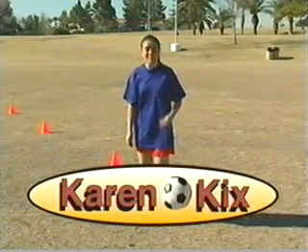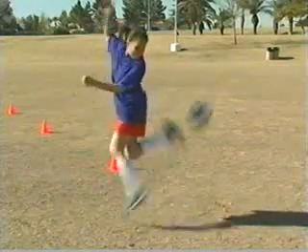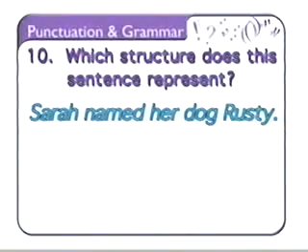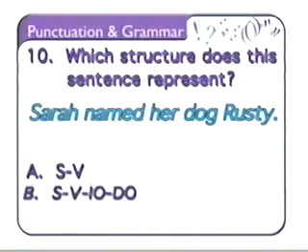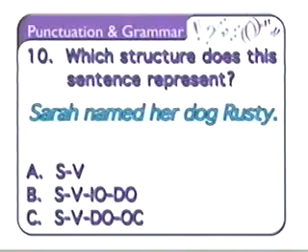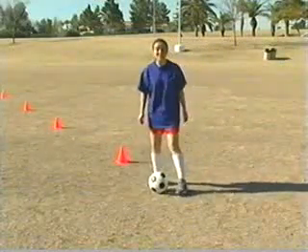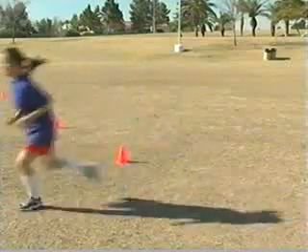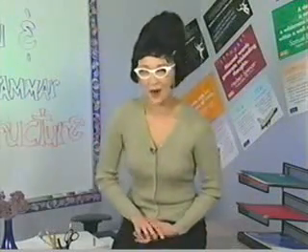Hey there! While I practice my moves, why don't you try this out? Which structure does this sentence represent? Sarah named her dog Rusty. A. Subject, verb. B. Subject, verb, indirect object, direct object, or C. Subject, verb, direct object, object complement. How did you do? Mark down your answers and try this. Welcome back, everybody. How are those questions?